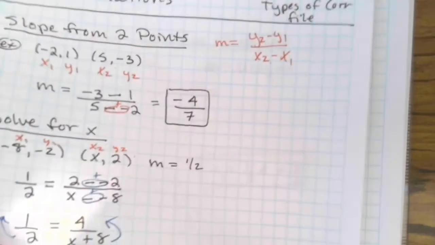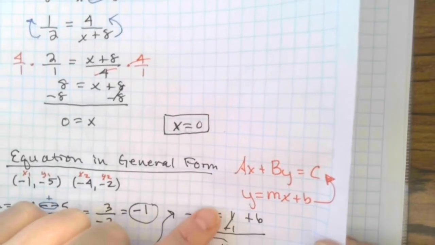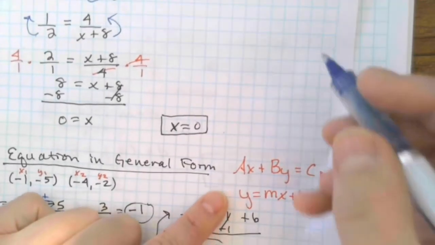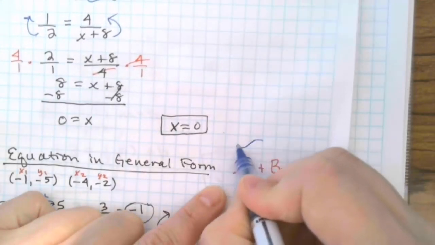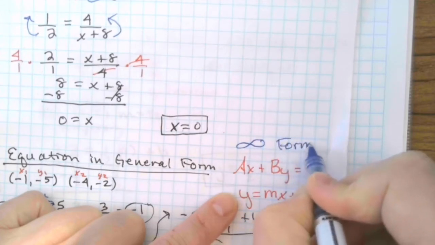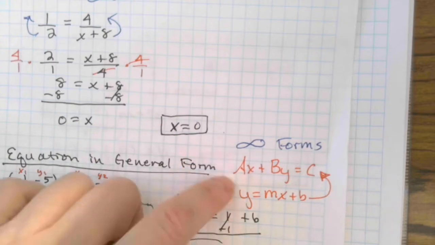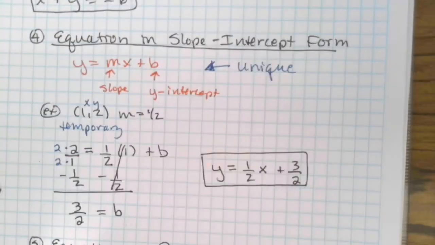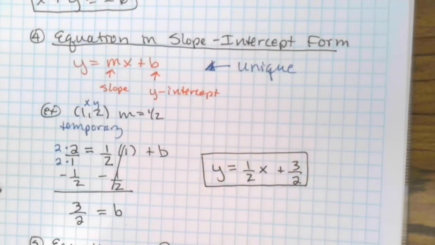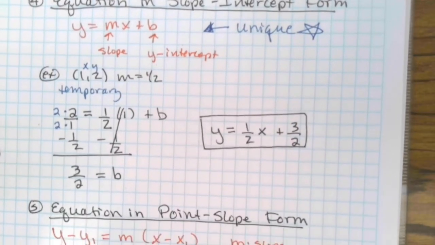Standard form, which is this one, or general form, this one, also has infinite forms, because you can multiply A, B, and C by any number you want. So that's infinite. The only one that we have that's unique is slope-intercept form, which is why 9 times out of 10 we answer with that form to check our work.